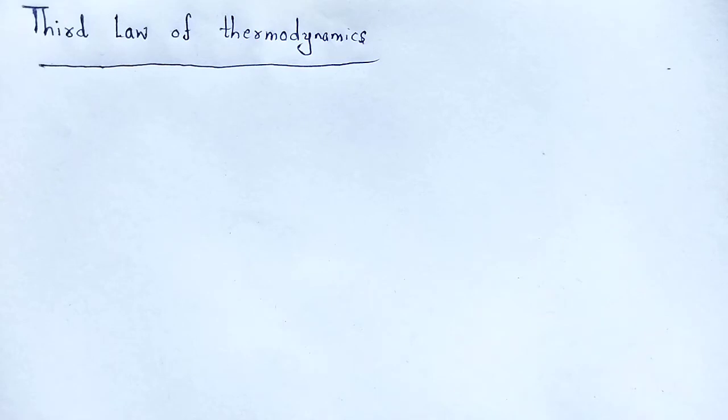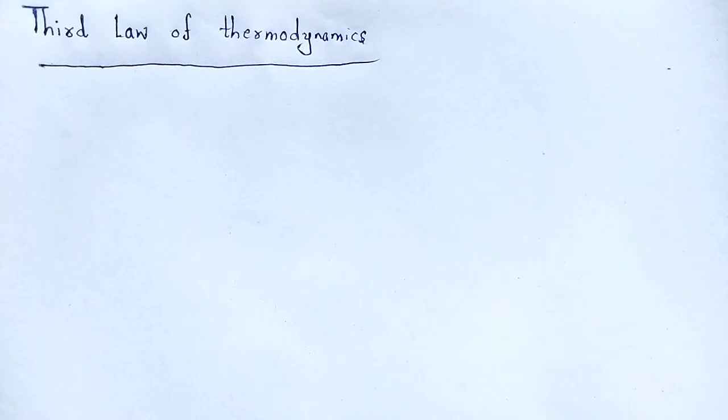In this video, we are going to discuss the third law of thermodynamics and its consequence, the unattainability of absolute zero, which is known as Nernst's heat theorem. Let's begin.